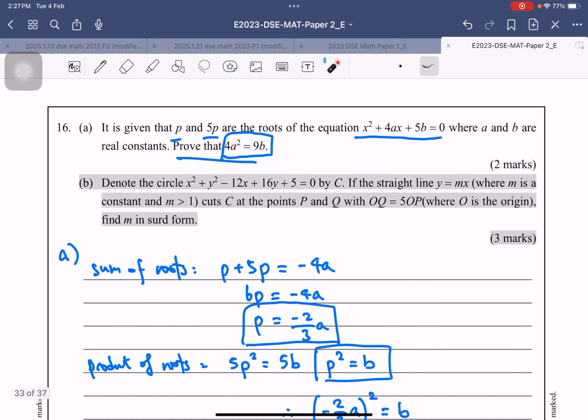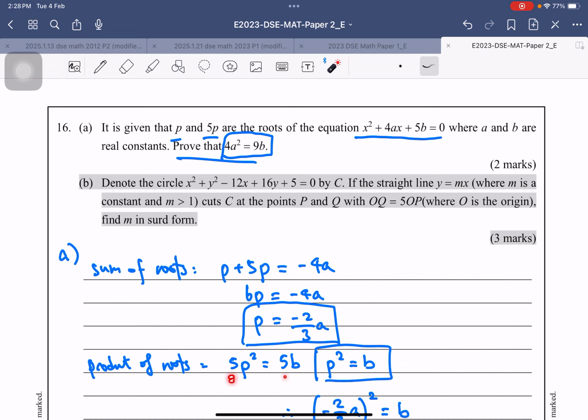And now you consider the product of roots. p times 5p giving you 5p squared. The product of roots is c over a, isn't it? So c over a is 5b over 1, 5b. So you eliminate the 5, you have p squared equal to b.